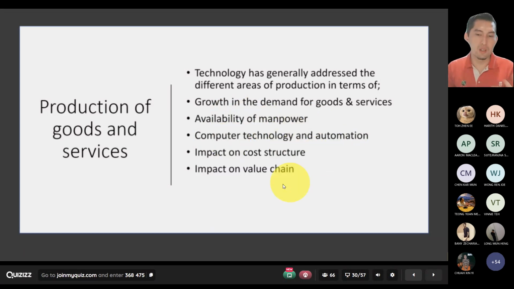Automation, the cost structure, the value chain. Look at vaccine production in the world today, right? And how that has been impacted a lot due to technology. How much more quickly that vaccine production could have taken place in comparison to how long vaccine production would have taken typically, right?